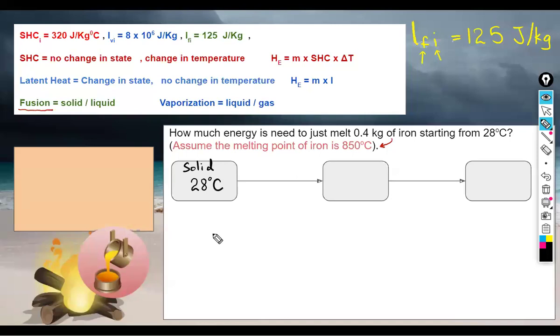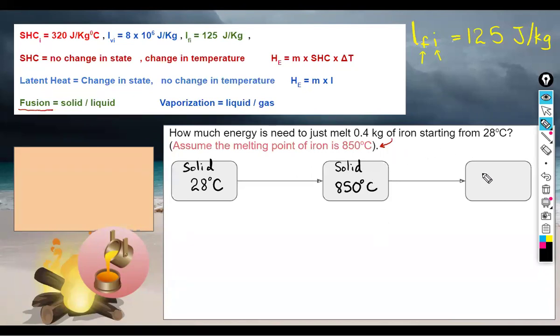Before you could melt the iron, we have to raise its temperature to reach the melting point. So we're going to heat this piece of iron, which is a solid, and then heat it until it's still a solid, so it remains a solid, but it has to reach 850 degrees Celsius. Now, when the solid metal reaches 850, then it can start to melt.